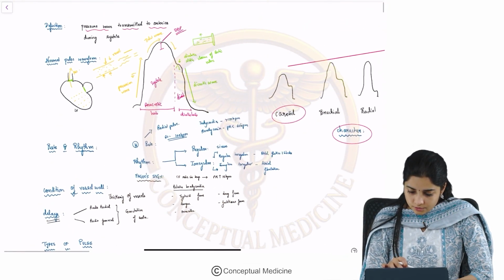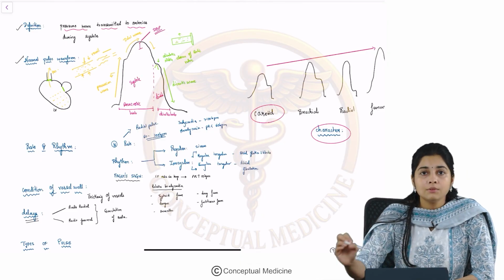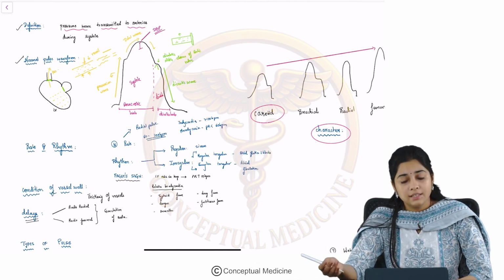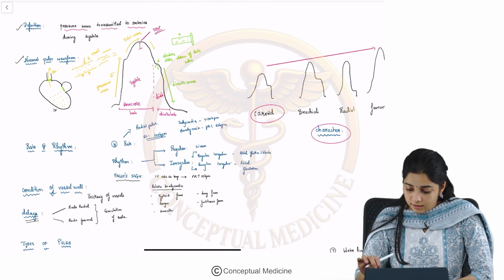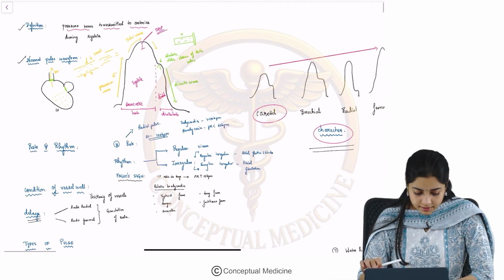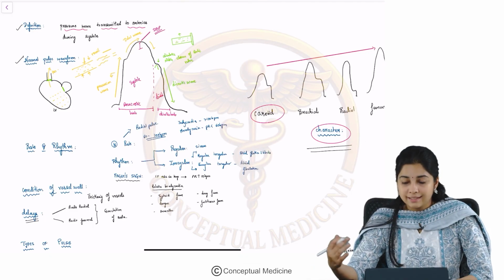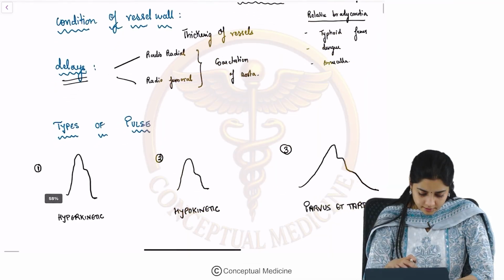I will just show it to you. We have looked at the definition, we have looked at how the normal pulse wave is generated and what are all the waveforms and the reasons for the various waveforms. We have looked at the rate, rhythm, Paget's sign. We have looked at how and where we assess the character of the pulse, how you look for the condition of the vessel wall and the various delays. Now let us look at the character more in detail and the different types of pulse waves.